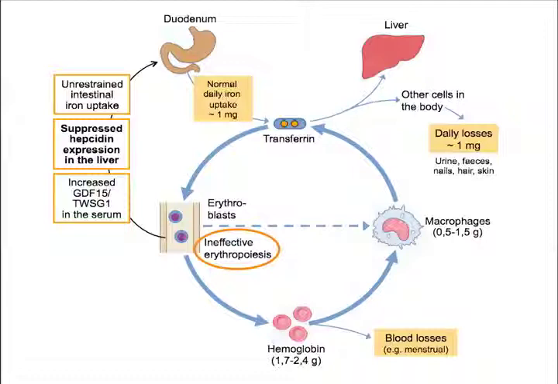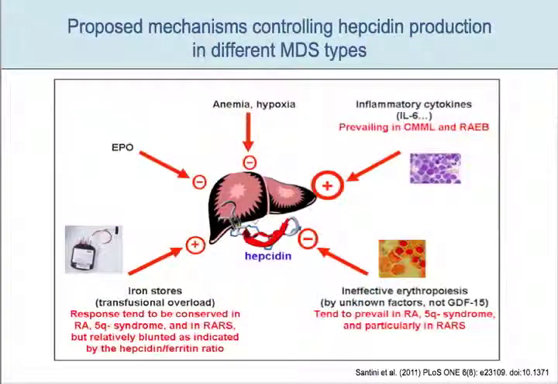Hepcidin normally downregulates duodenal iron absorption. And if hepcidin is suppressed, then there is unrestrained intestinal iron uptake every day, which will finally add up to iron overload. For many decades, it has remained mysterious what this signal from the bone marrow is. But in thalassemia major, the riddle seems to have been solved.